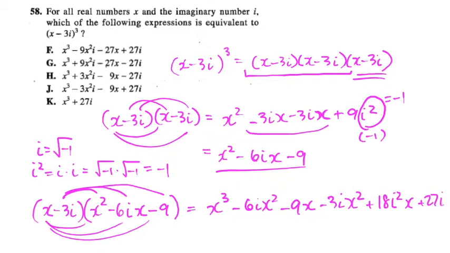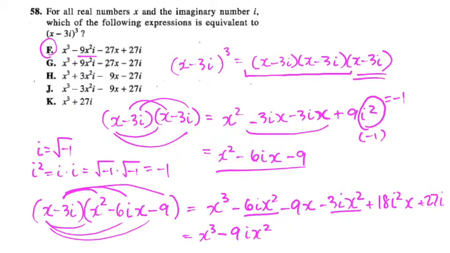We want to look for like terms. We have an ix squared here, ix squared. So this is x cubed minus 9ix squared. At this point, we can go to the answer choices and see that there's only one answer choice with a minus 9x squared i. So this will be our answer.